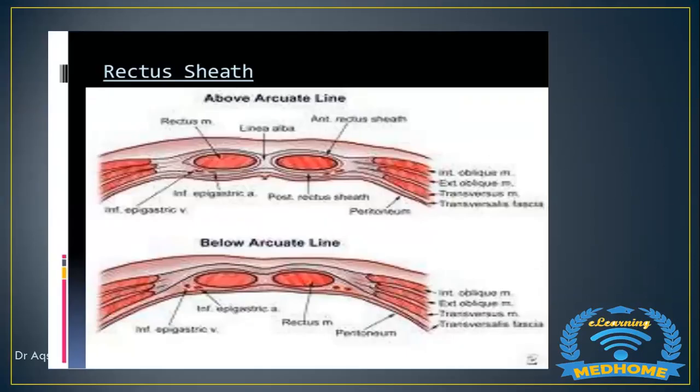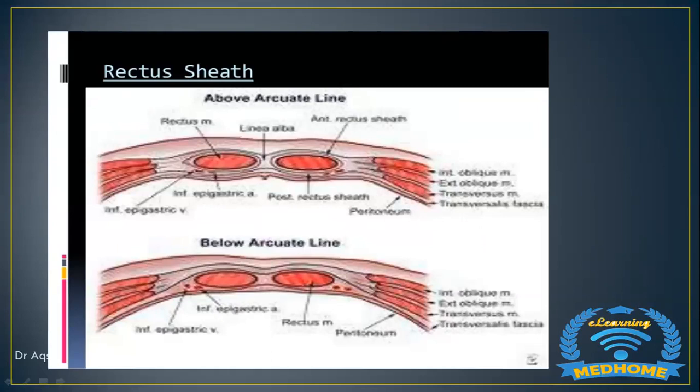So can anyone just revise for me what happens above the costal margin, in between, and below the arcuate line? Just a quick revision. Anyone? Fiba, would you like to try?